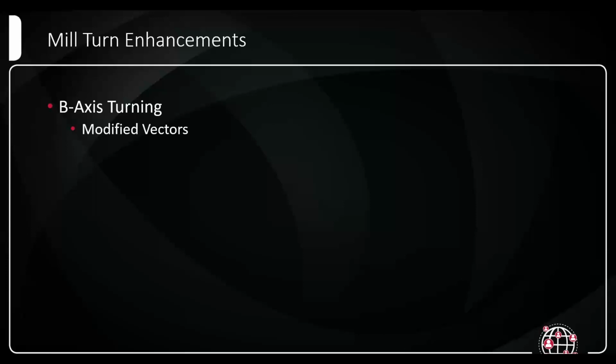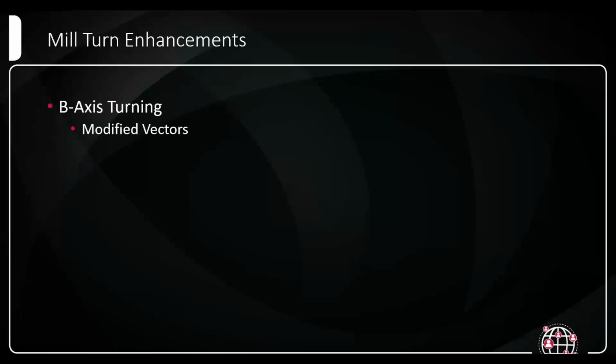It's now the second year B-axis turning is around, and we have some enhancements for that feature. The first thing is modify vectors. To control the tool tilt, there were really only two methods in 2023. There was manual, where you basically created vector lines at every point of tilt you wanted, which required some geometry to be made, or automatic, where essentially Mastercam would try to figure out what kind of tilt we were after.